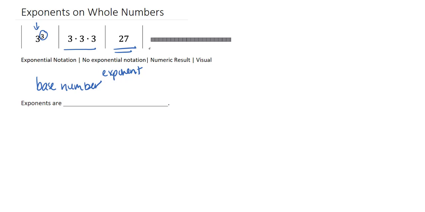And we can see how this looks here by the visual of what 3 to the third power looks like with all the blocks. So there's 27 blocks there. So really, when we talk about exponents, it's just to say that it's repeated multiplication.